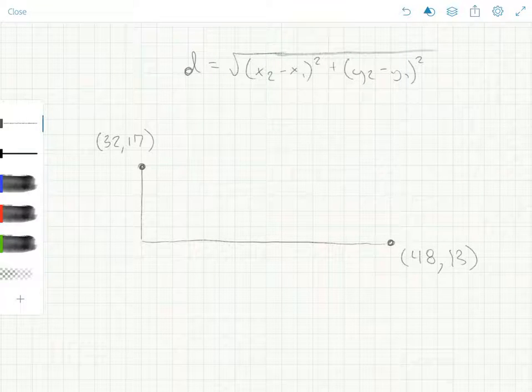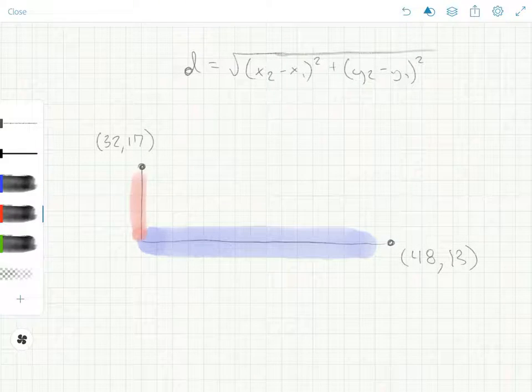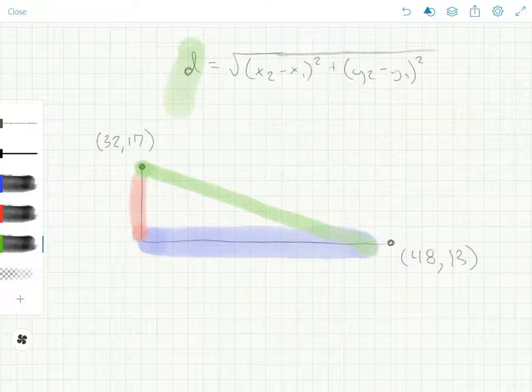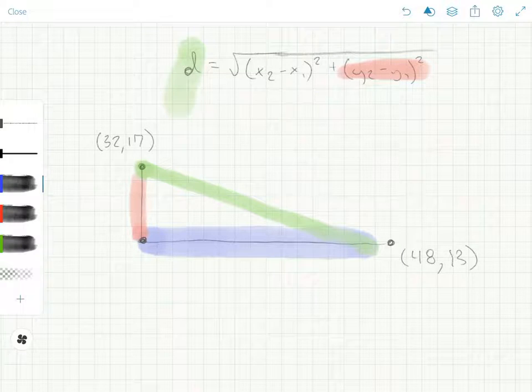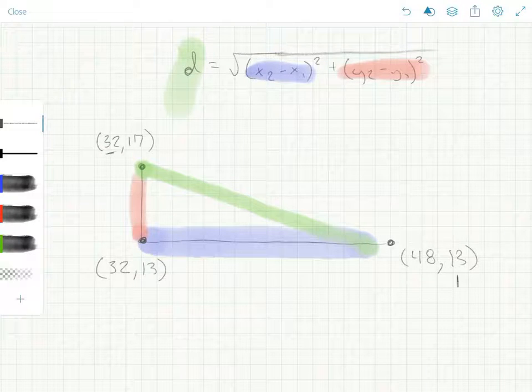And at this point, because there's grids, we could just count the length of this, square it, count the length of that, square it, add them together, take the square root, and we would get the distance between the 2 points. But I want to use the formula, so I'm going to add in a point right here. Let me get my color scheme completed. And this point is going to have the same x value as this point up here, and the same y value of this point down here every time. So that's 32, 13.